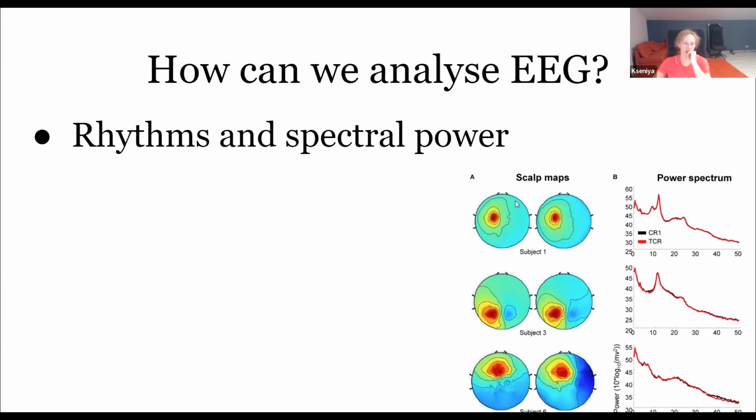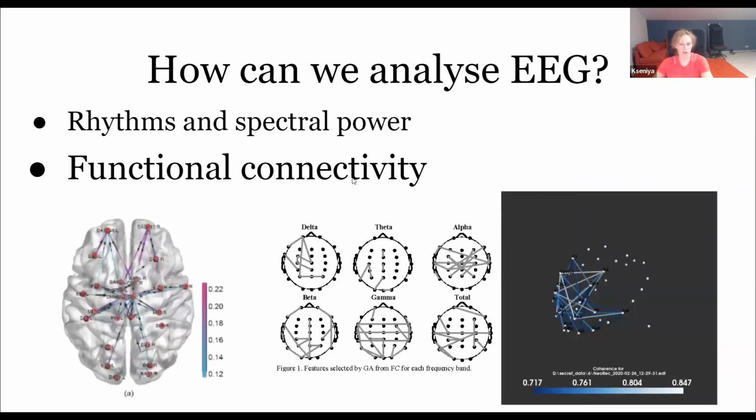We will talk a little bit on the next lecture about alpha, delta, beta, theta, and so on rhythms, and what they mean. So if we want to find out the spectral power, or the power of the rhythms, we can calculate them with some techniques. The second thing you can do with EEG, and also with fMRI, is functional connectivity analysis, and it looks something like here.